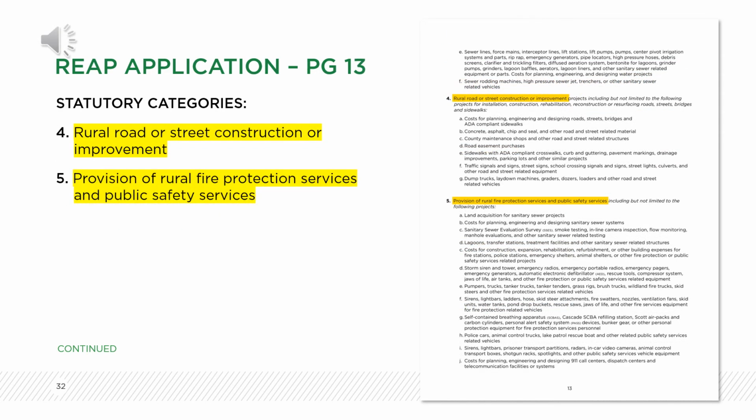ACOG is required to allocate at least 80% of the total project funding to statutory categories 1 through 6: rural water quality projects, rural solid waste disposal, treatment, or similar projects, rural sanitary sewer construction or improvement projects, rural road or street construction or improvement, provision of rural fire protection services and public safety services, and expenditures designed to increase the employment level.